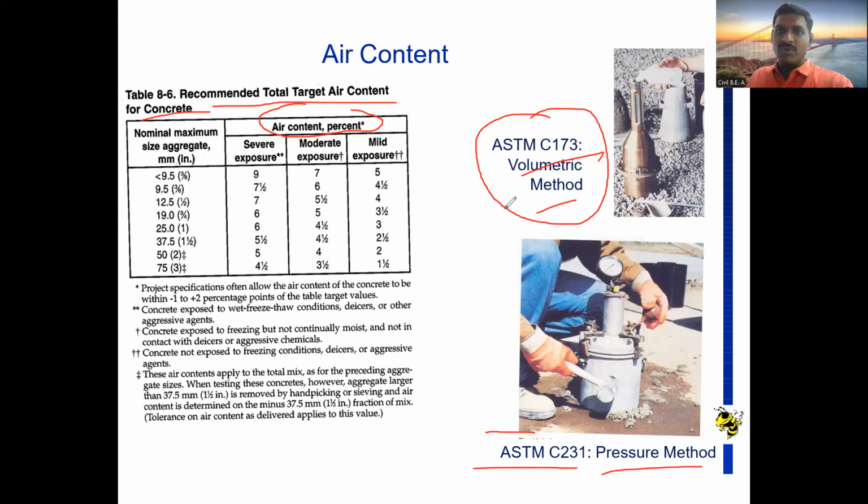The first method is the volumetric method. Here a volumetric cylinder is there, and we measure by filling the concrete into it. That is the air content by the volumetric method. Second is the pressure method. If you see the second image, a pressure gauge is given. The concrete is filled or placed in that particular mold, and we increase the pressure. By pressure, we find how much air content is there.